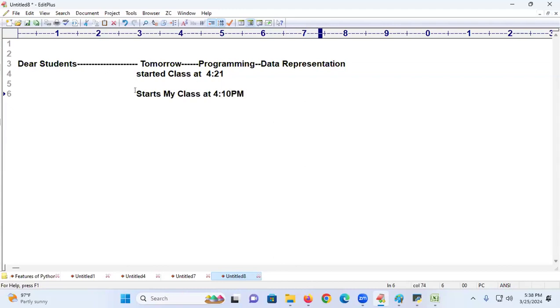This will start from Tuesday because this starts from Wednesday. I am telling you one day before. Tomorrow also I will start at 4:21. Wednesday onwards, I'll start at 4:10 p.m. sharp.